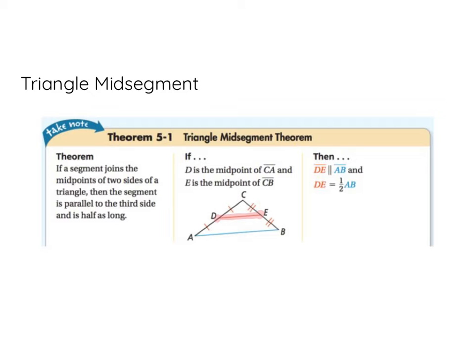So, if we have that midsegment, there's two things that we need to know. First, DE is parallel to AB. So I'm going to draw in these arrows here. That shows us that those two are parallel. And DE is 1/2 of AB. So if AB is 10, DE has to be 5. It's half the length of the side that it's parallel to.